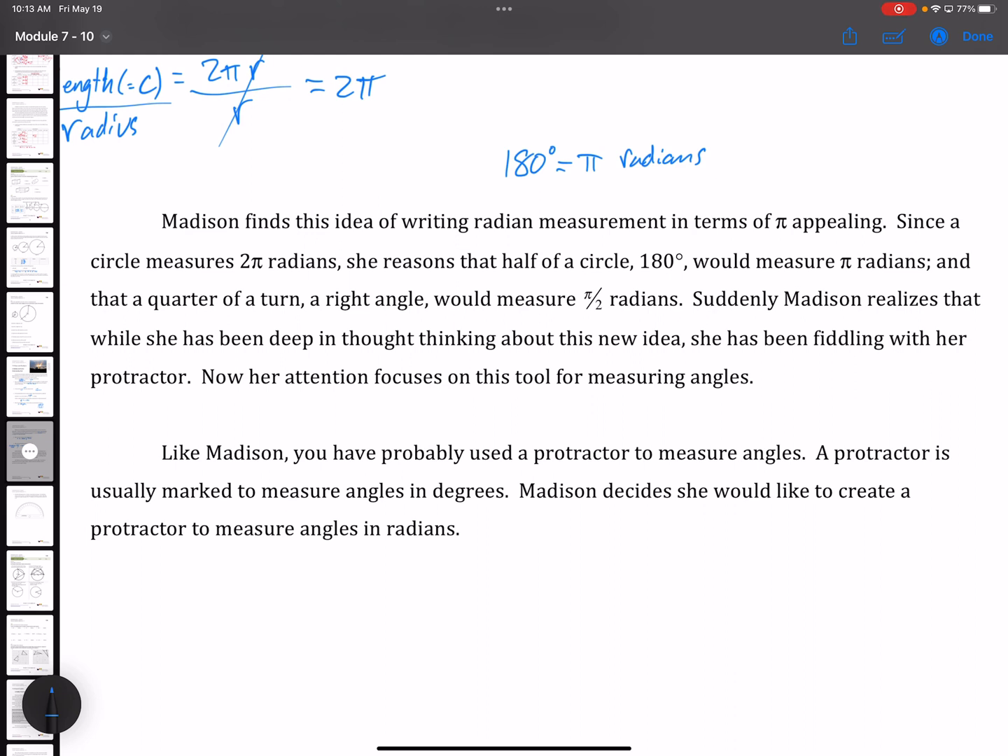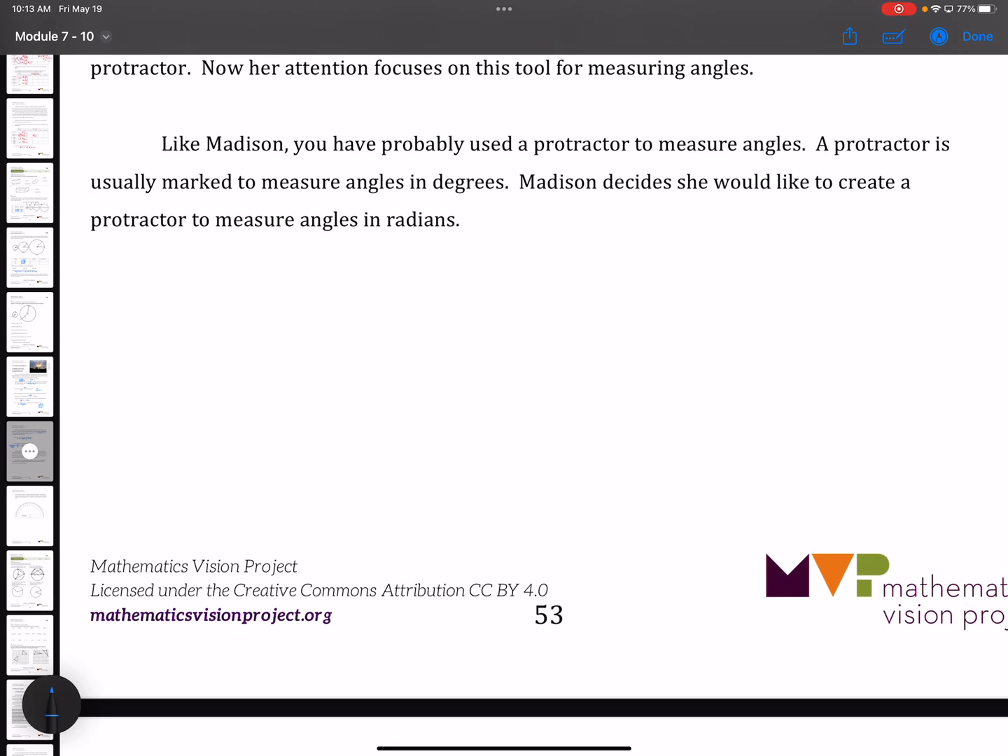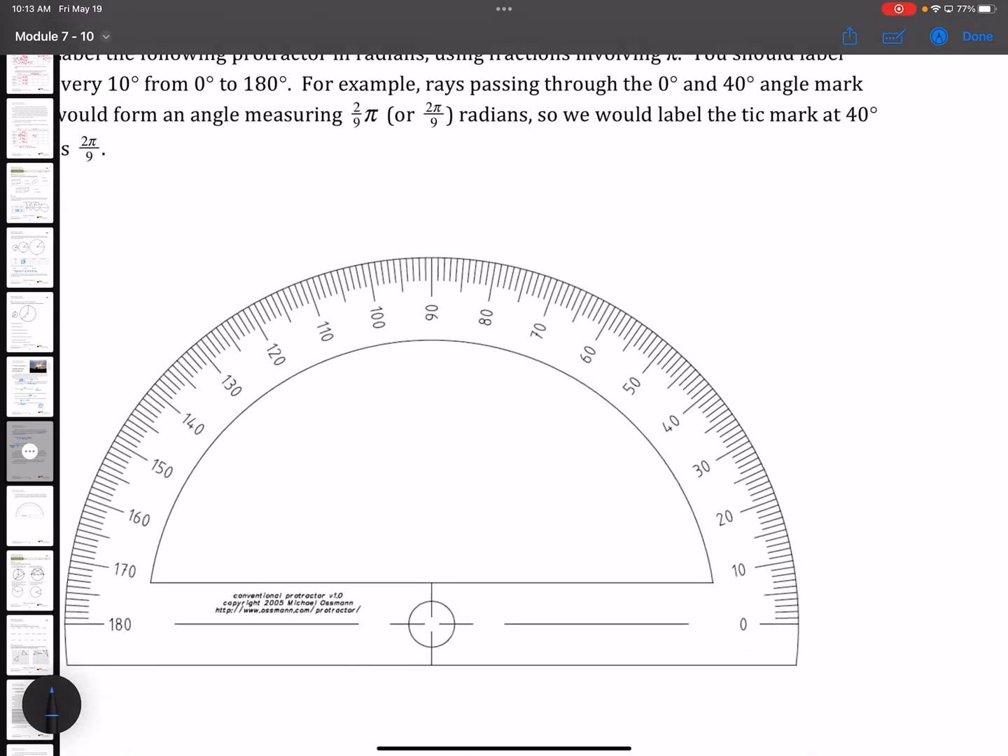Now her attention focuses on this tool for measuring angles. Like Madison, you've probably used a protractor to measure angles. A protractor is usually marked to measure angles in degrees. Madison decides she would like to create a protractor to measure angles in radians. That has to be a standard size.